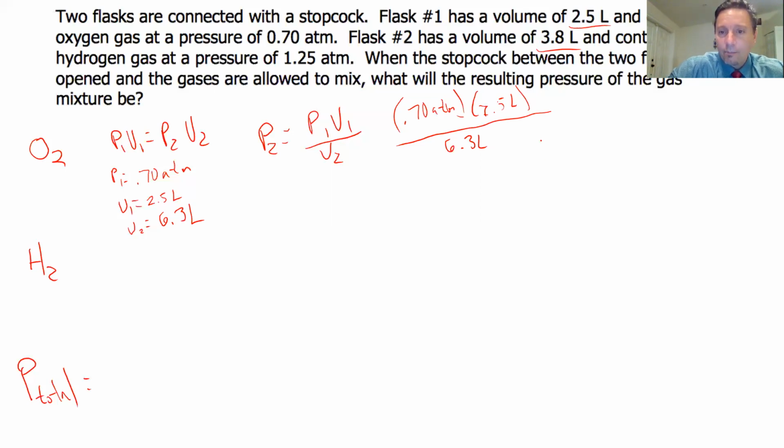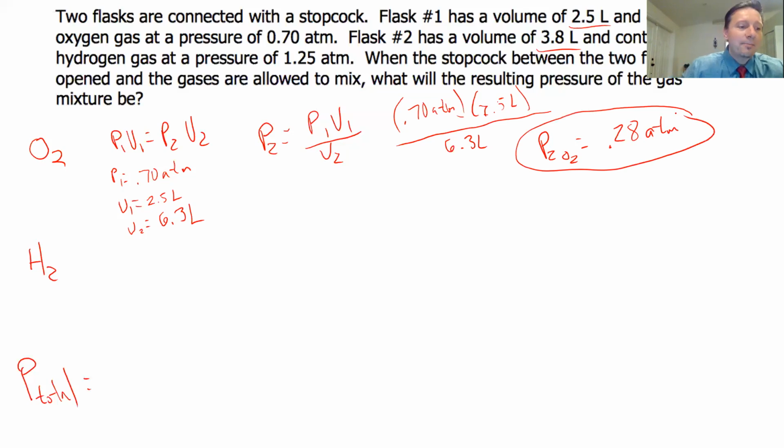So pressure 2 of oxygen is going to equal 0.28 atmospheres. I'm going to circle that right here. Now I'm going to come back and do the same thing over here for hydrogen. So I'm going to rewrite everything here. P1 V1 equals P2 V2.